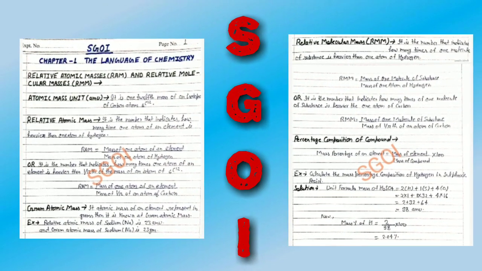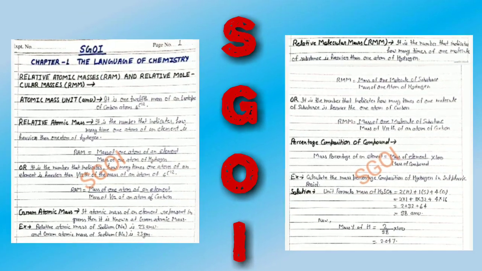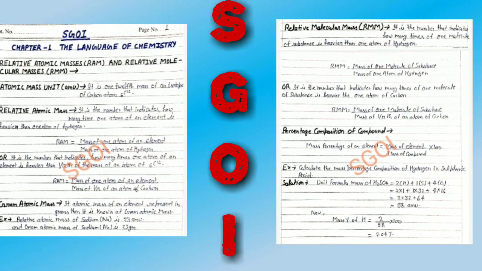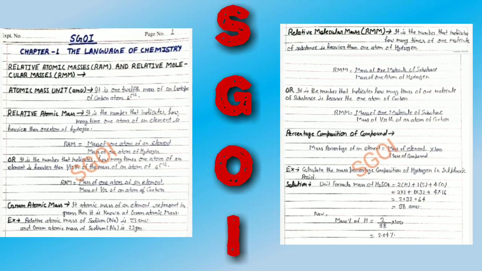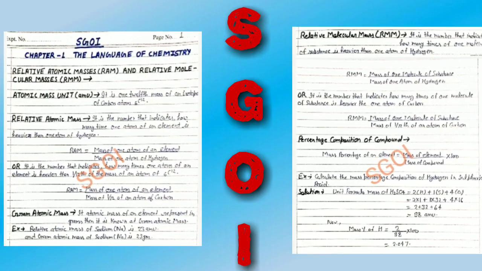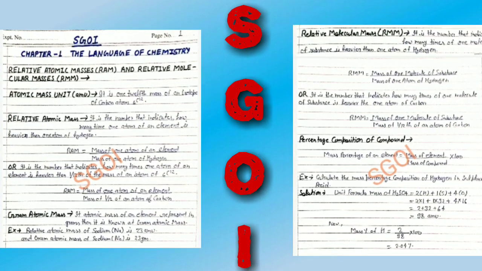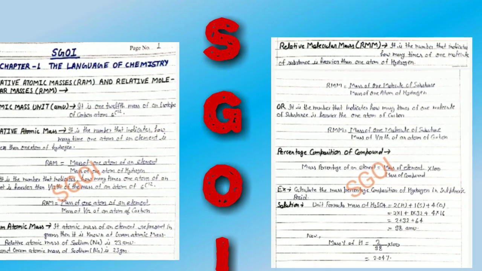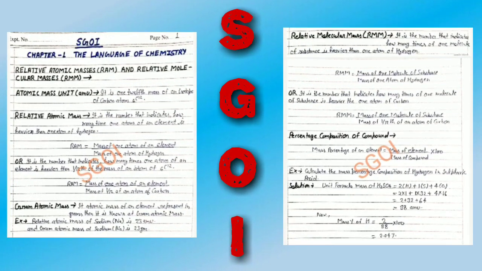Now next one is the relative atomic mass. It is the number that indicates how many times one atom of an element is heavier than one atom of hydrogen, or in terms of carbon, it is the number that indicates how many times one atom of an element is heavier than 1/12th of the mass of an atom of carbon 6C12.